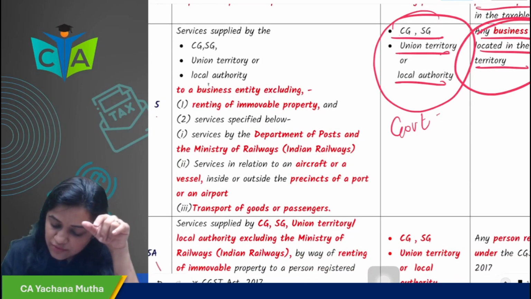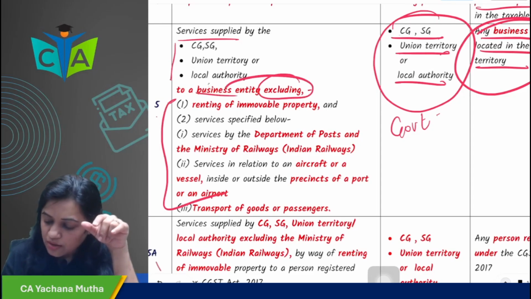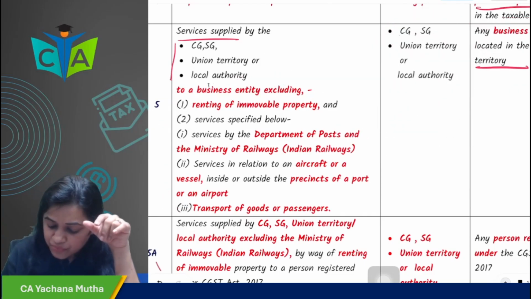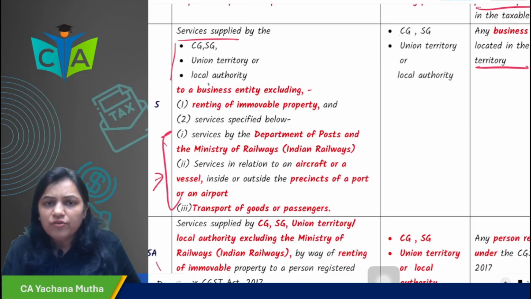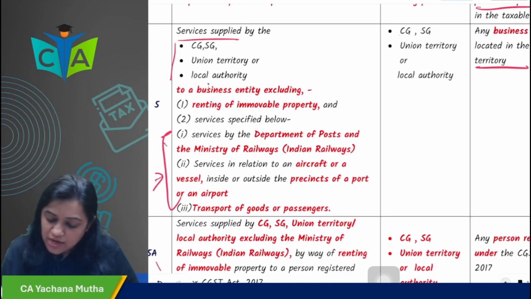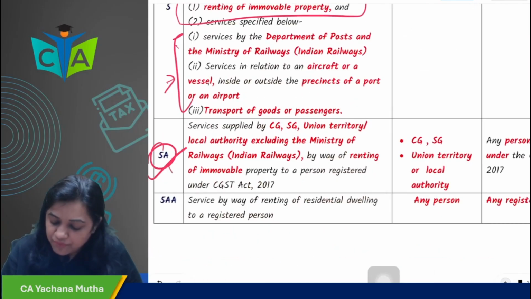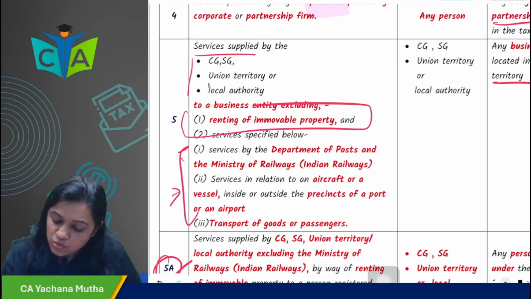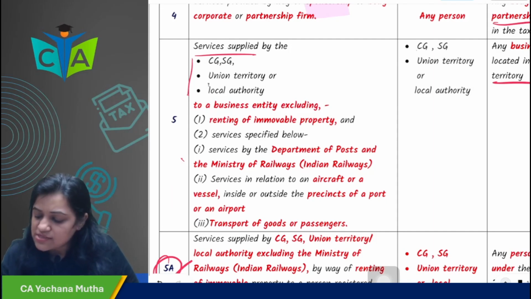However, what is written? The services supplied by the government to a business entity, excluding these, means these are all excluded. If a service is excluded from the reverse charge entry, that means it is under forward charge. It will be chargeable under forward charge. And for the first point, renting of immovable property, there is a separate entry 5A. It has been excluded from this entry. Then these three services are excluded.